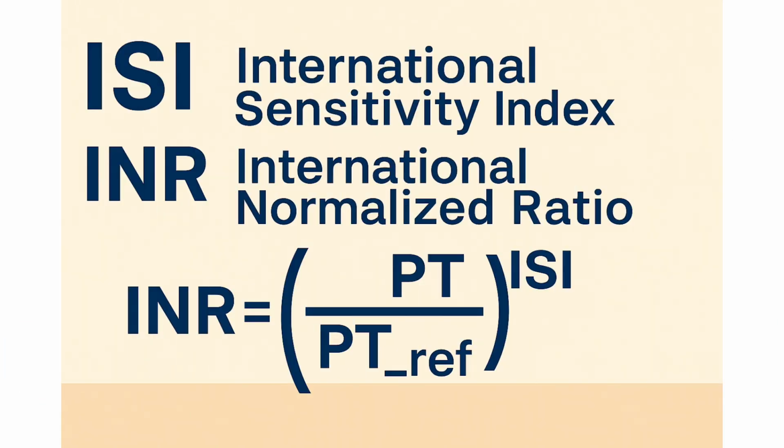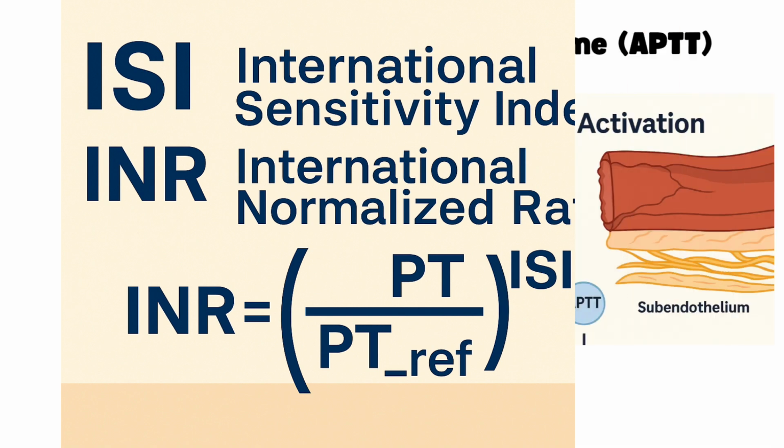However, thromboplastin from different sources can vary in activity. To standardize results, a value called ISI, International Sensitivity Index, is used. Also, since different instruments can give different PT values even with the same thromboplastin, we use INR, International Normalized Ratio, to allow reliable comparison across labs.